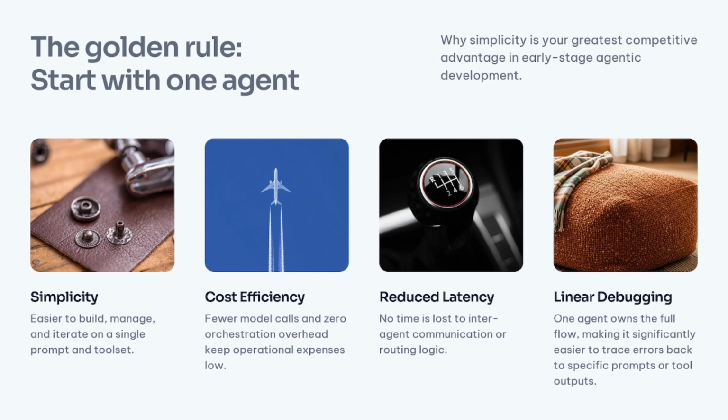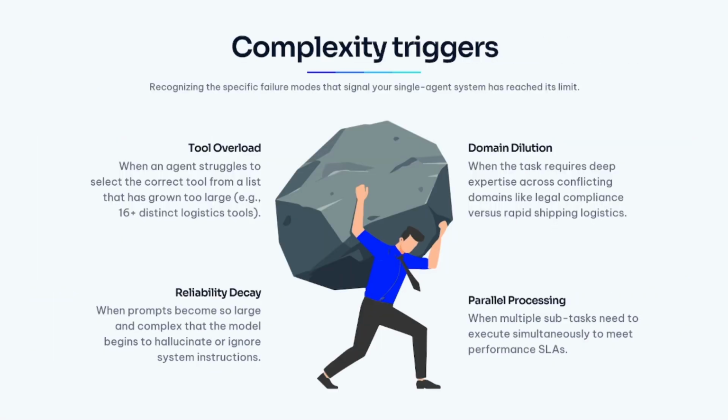So why is simplicity your greatest competitive advantage in early stage agentic development? A single agent is easy to monitor, easy to observe, easy to deploy, easy to build, easy to manage, and easy to integrate. Because it is just one communication layer, with no inter-agent communication, all you need is routing, tools, and tool calling.